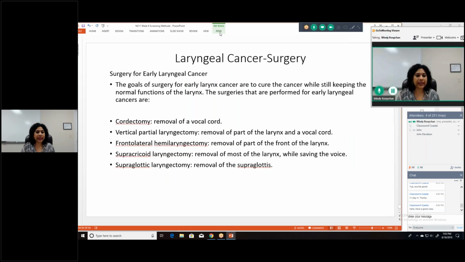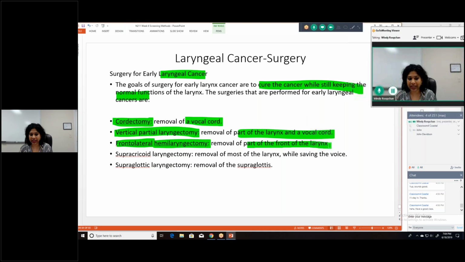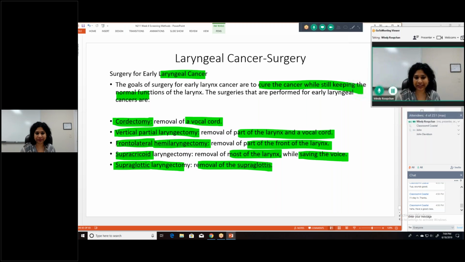So surgery for early laryngeal cancer would be to cure the cancer while keeping the normal functions. Surgeries performed for early laryngeal cancer: chordectomy, removal of a vocal cord; a vertical partial laryngectomy, removal of part of the larynx and vocal cord; frontolateral hemilaryngectomy, which is removal of part of the front of the larynx; supracricoid laryngectomy, removal of most of the larynx while you save the voice; and then supraglottic laryngectomy, removal of the supraglottis.